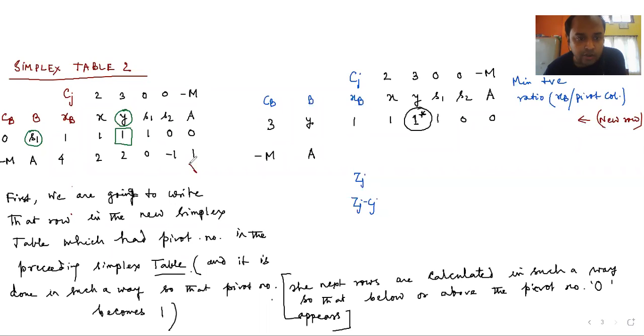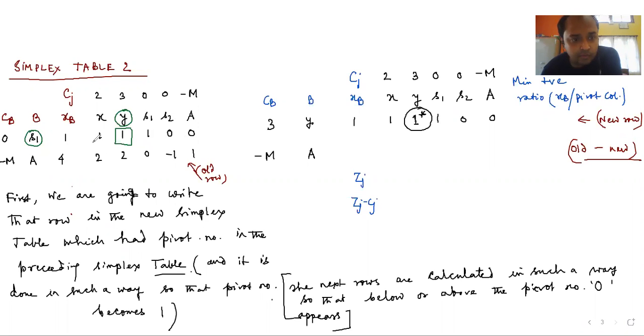And that is my old row. I shall subtract new row from the old row. That is my row operation. I'll subtract the new row from the old row. And if I do so, what am I getting?